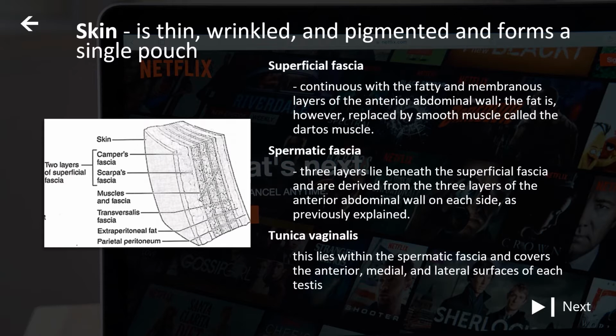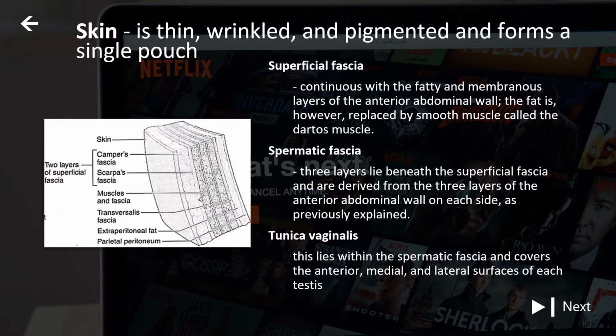The membranous layer of the superficial fascia, often referred to as the Colles fascia, is continuous in front with the membranous layer of the anterior abdominal wall, sometimes called the Scarpa's fascia, and behind it is attached to the perineal body and the posterior edge of the perineal membrane. At the sides, it is attached to the ischiopubic rami. Both layers of superficial fascia contribute to a median partition that crosses the scrotum and separates the testes from each other.